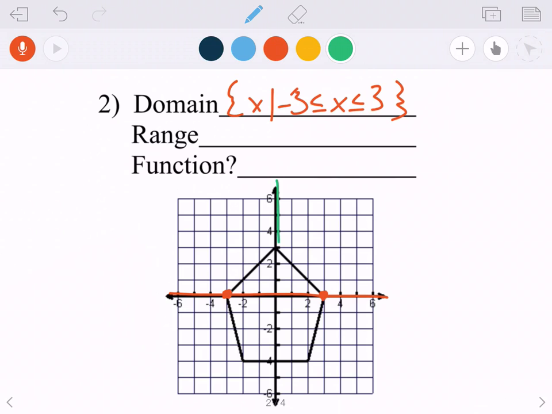So now looking at my range. It's my y-axis. So my lowest point here is at -4. And my highest point is at 3. So y has to be greater than or equal to -4. And y has to be less than or equal to 3. Looking at the vertical line test, let's say we're looking on this yellow line here, it hits at 2 points, so that is not going to be a function.